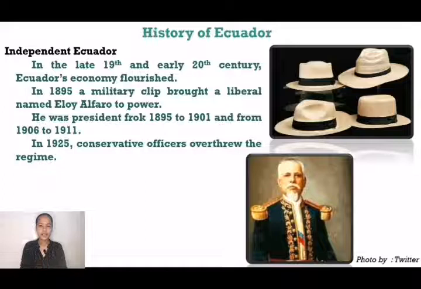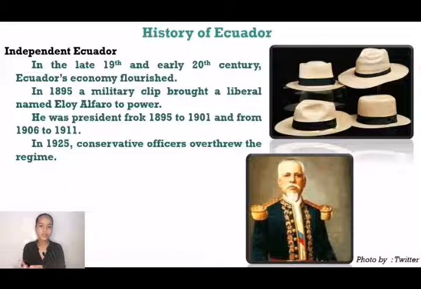In the late 19th and early 20th century, Ecuador's economy flourished. Panama hats were made in the country and exports of cocoa boomed. In 1895, a military coup brought a liberal named Eloy Alfaro to power. He was president from 1895 to 1901 and from 1906 to 1911. Under him, the power of the church was restricted. Civil marriage and divorce were introduced.